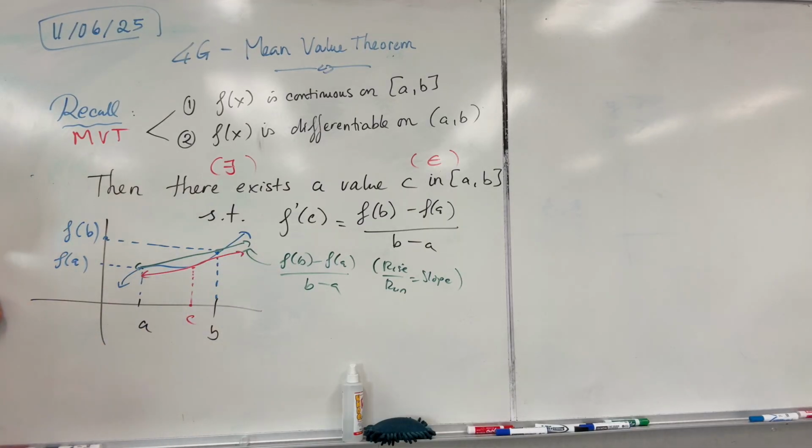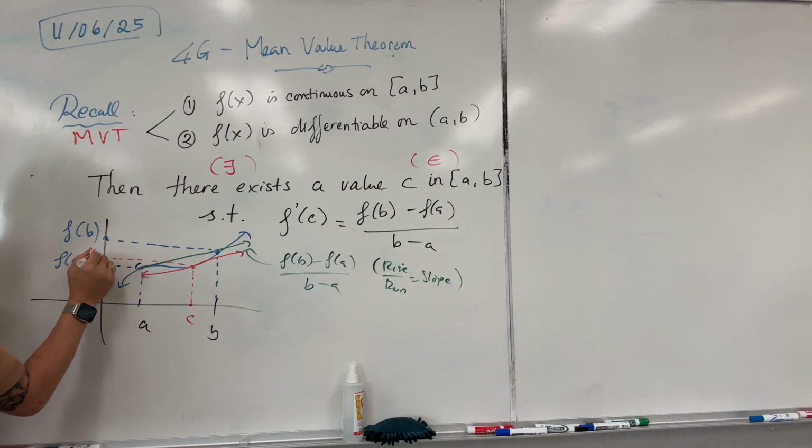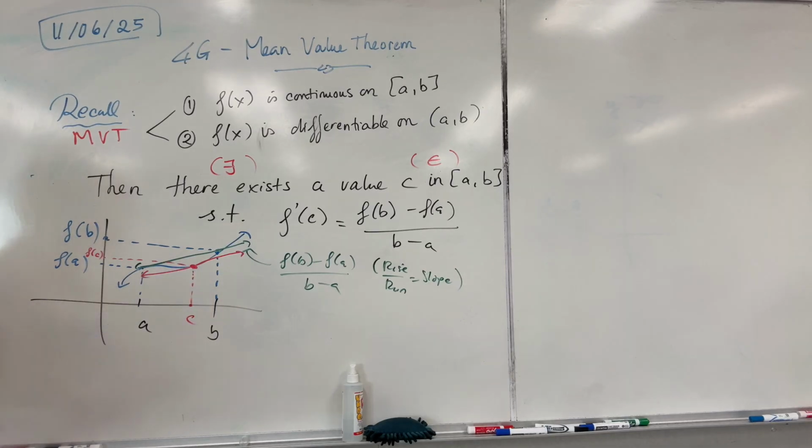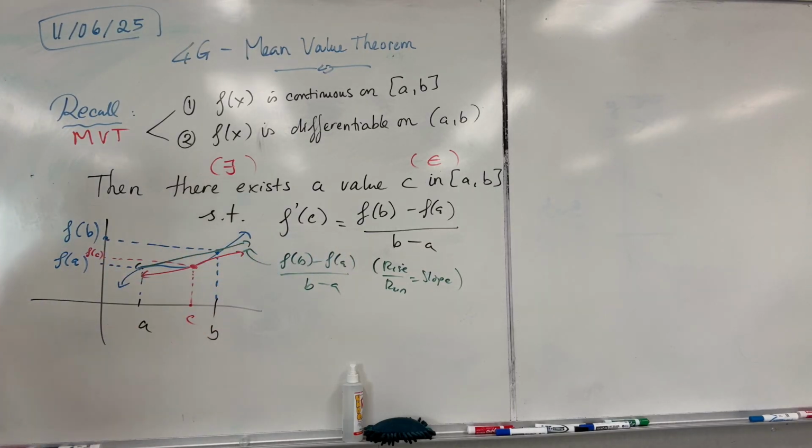That's what they're saying. And this is the FC. That's what they're saying. So it's saying that the derivative of C will be the same as the slope of F. Yes, that's what they're saying. That's the concept of MVT.